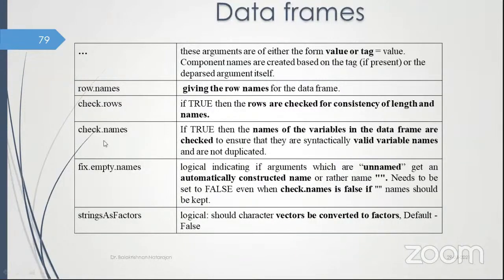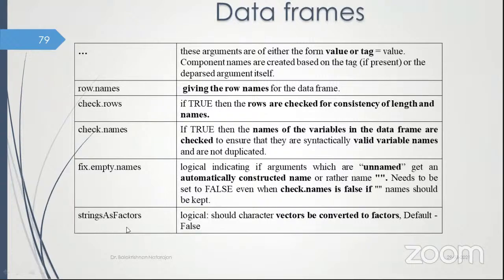Check names gives you the names of the variables in the data frame, and they will be checked to ensure that they are correct and valid variable names. If you make check names true, it will not allow duplications on the names. Fixed empty names is a logical value, true or false. If a column is unnamed, it automatically constructs the name. If not, it gives you a space.